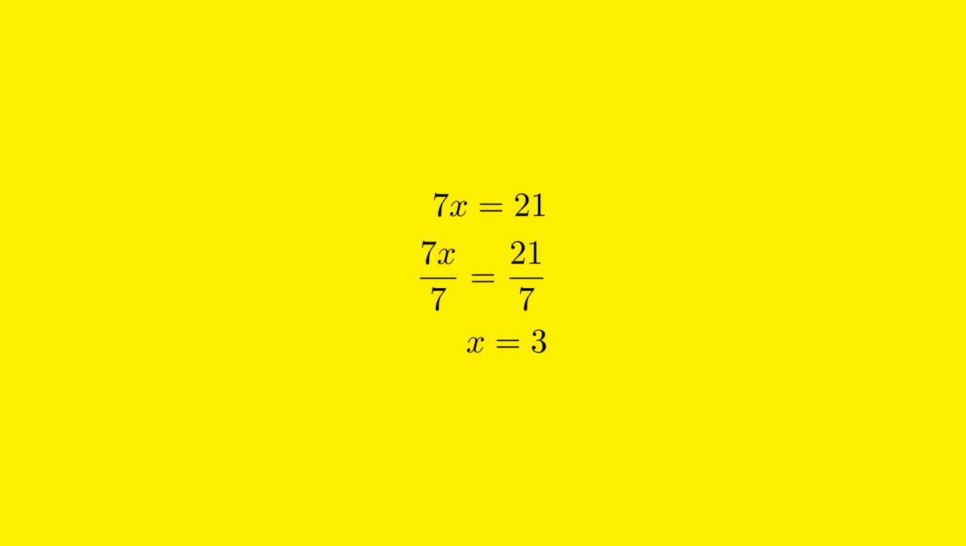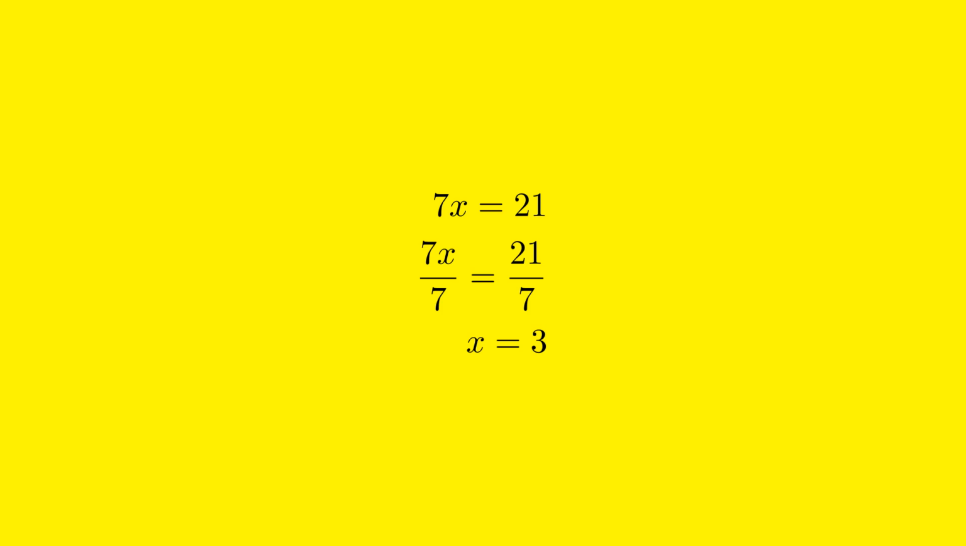The next step is to solve for x by isolating it completely. Currently, the equation reads 7x equals 21. This means that 7 multiplied by x equals 21. To isolate x, we need to undo the multiplication by 7. To do this, we will divide both sides of the equation by 7.